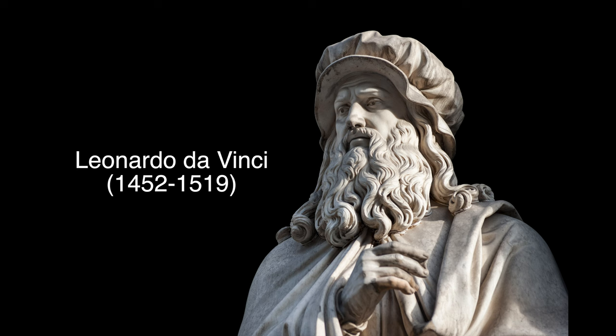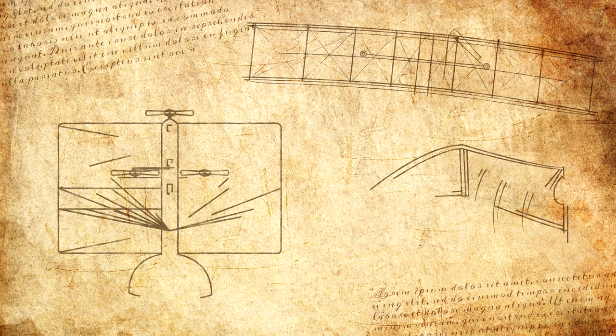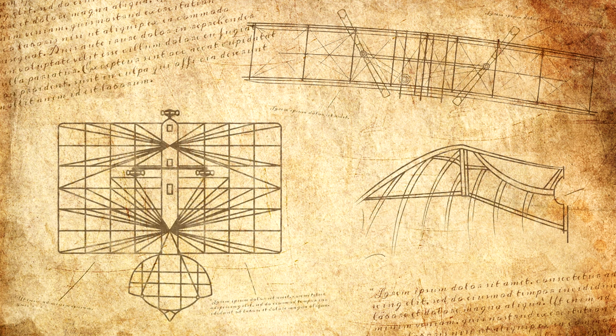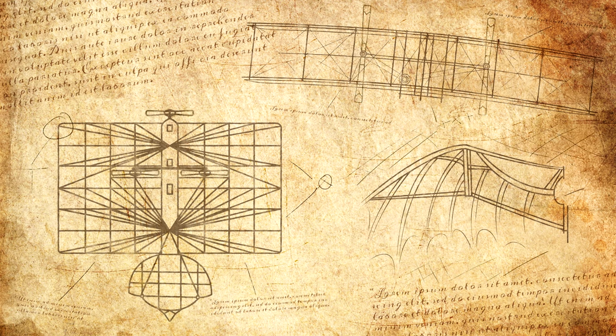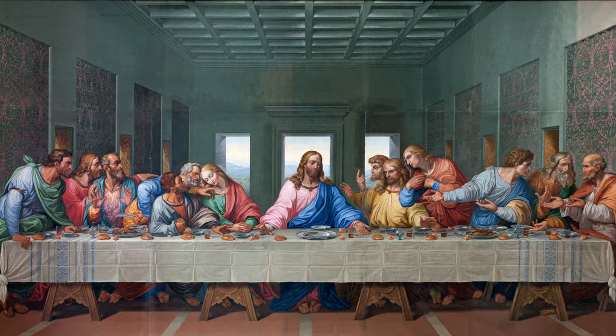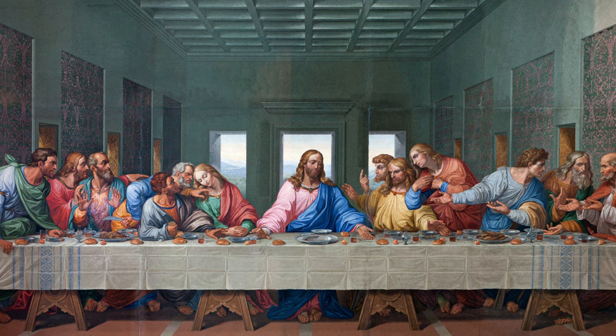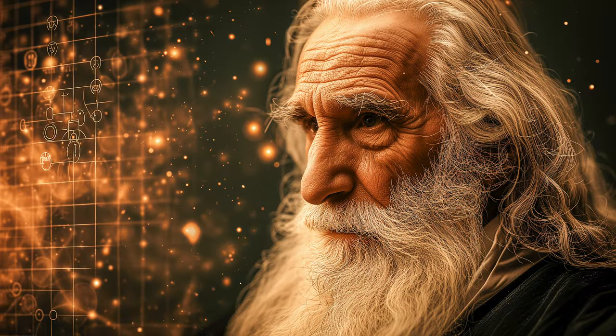Leonardo da Vinci, 1452 to 1519, was an Italian polymath whose areas of interest included invention, painting, sculpting, architecture, science, music, mathematics, engineering, literature, anatomy, geology, astronomy, botany, writing, history, and cartography. He is widely considered one of the greatest painters of all time and epitomizes the Renaissance humanist ideal.